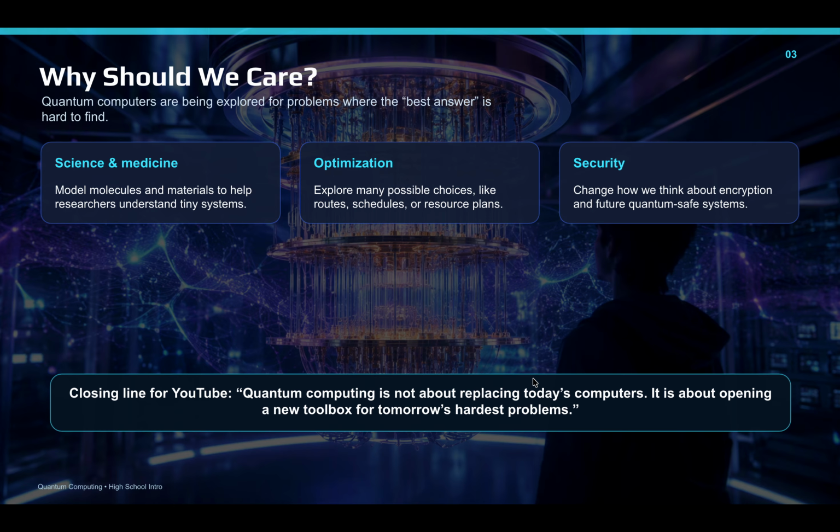One area is medicine and chemistry. Since molecules follow natural quantum rules, quantum computers may help scientists better understand diseases and discover new materials. Another area is optimization. Imagine trying to find the best delivery route, airline schedule, or traffic pattern among millions of possibilities. Quantum computers may eventually help solve those problems more efficiently.